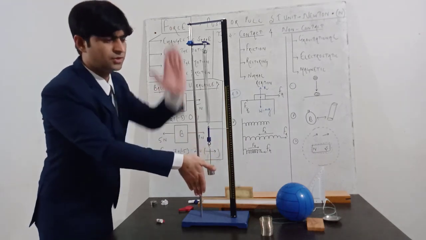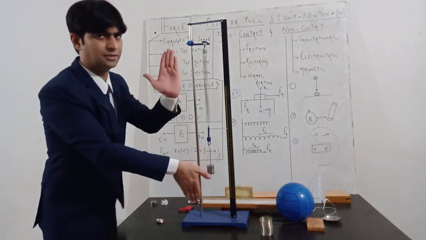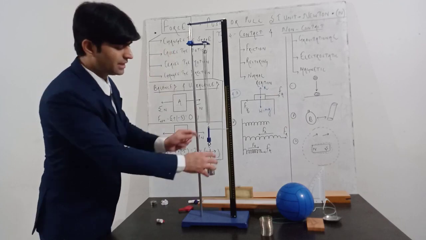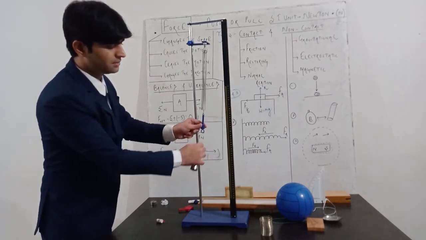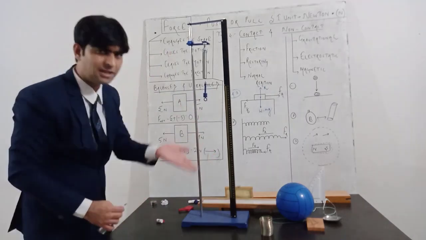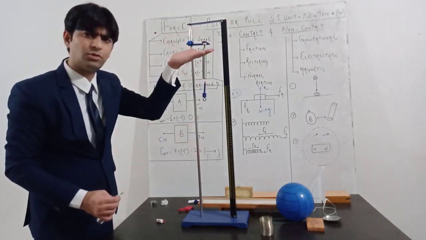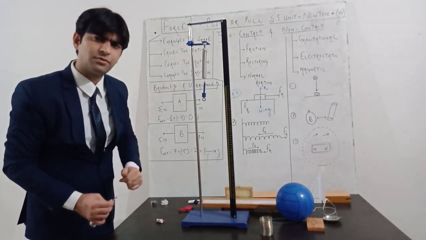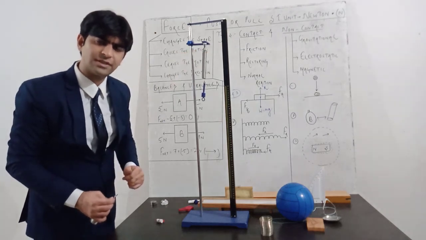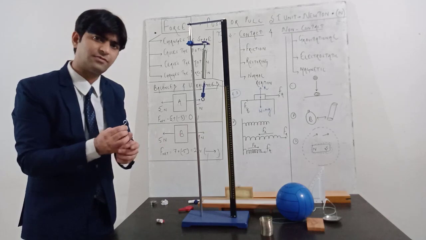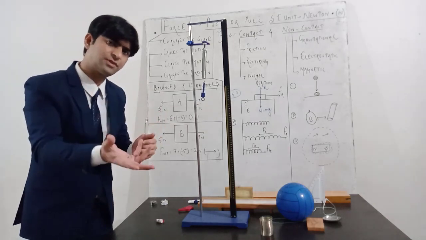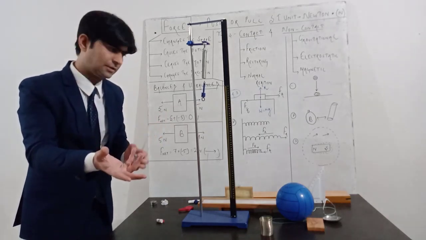So the restoring force will automatically develop in the opposite direction. As soon as I remove these weights, it automatically gets back up. So some force is responsible for regaining the original configuration, and that force is called restoring force. In case of compression also it will take place. If you compress the body, again the restoring force develops in the opposite direction.